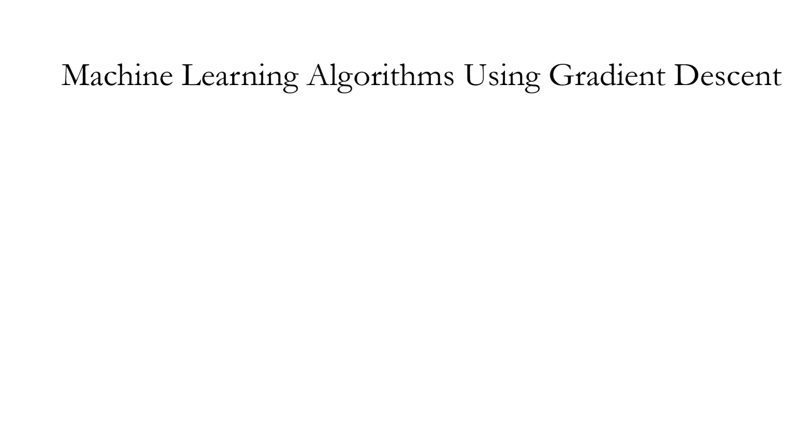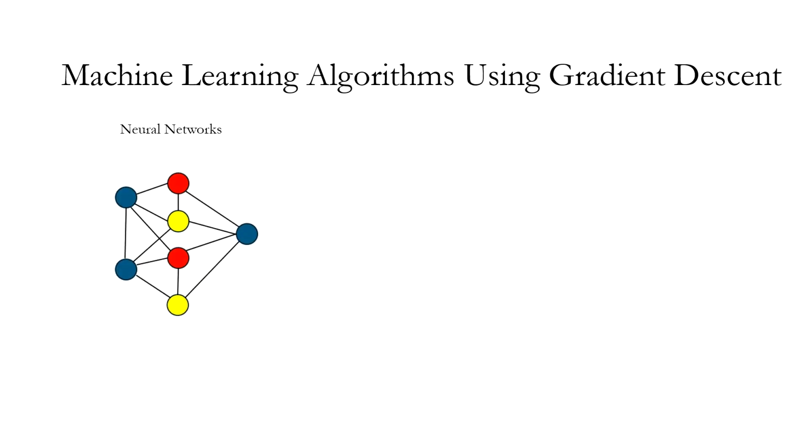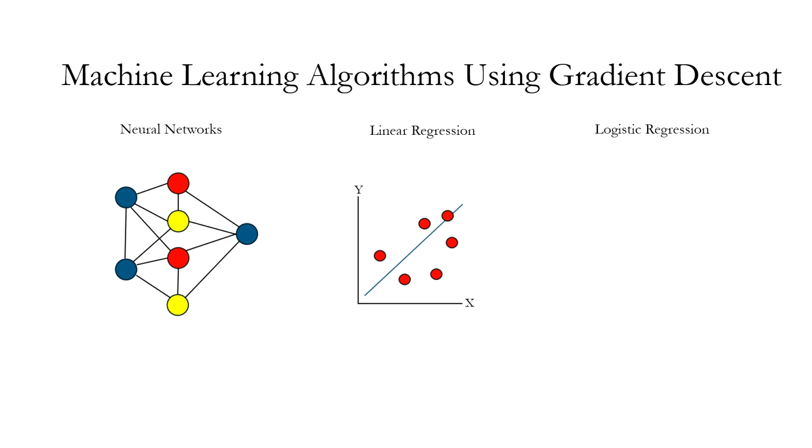So here are some machine learning algorithms using gradient descent. We've got neural networks, linear regression, and finally, logistic regression.